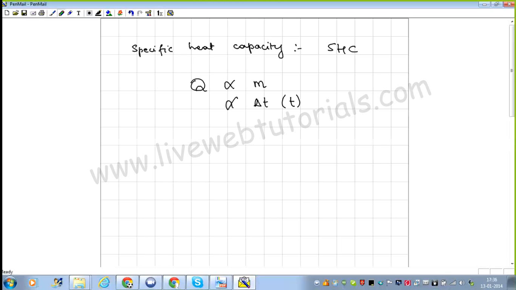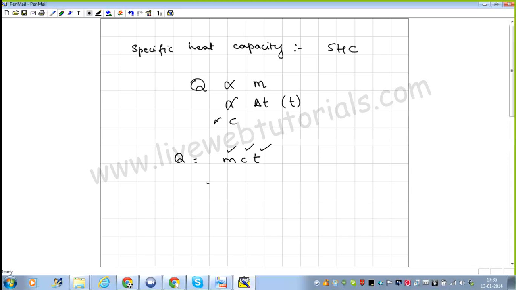It also depends upon the kind of material, that is going to be the specific heat capacity. So here I'm going to get the equation Q is equal to mc delta T or simply mcT. Okay, m is the mass, c is the specific heat capacity, and T is the difference in temperature. You can also write delta T over here.